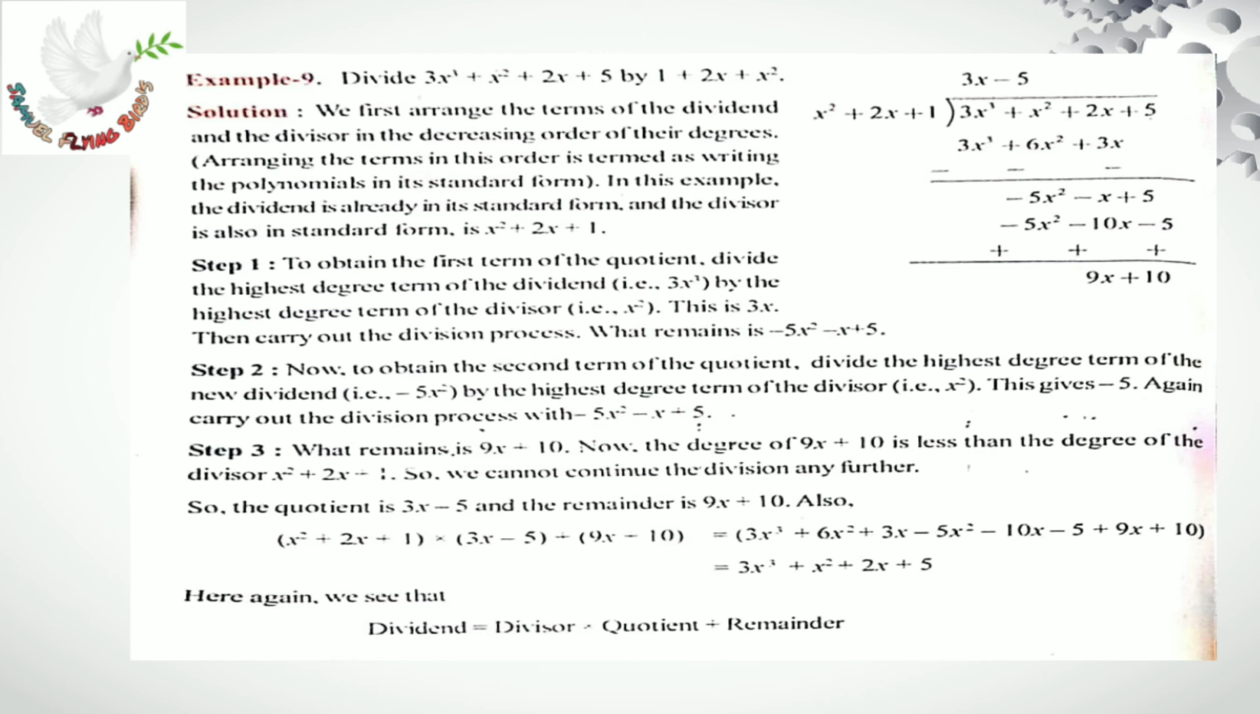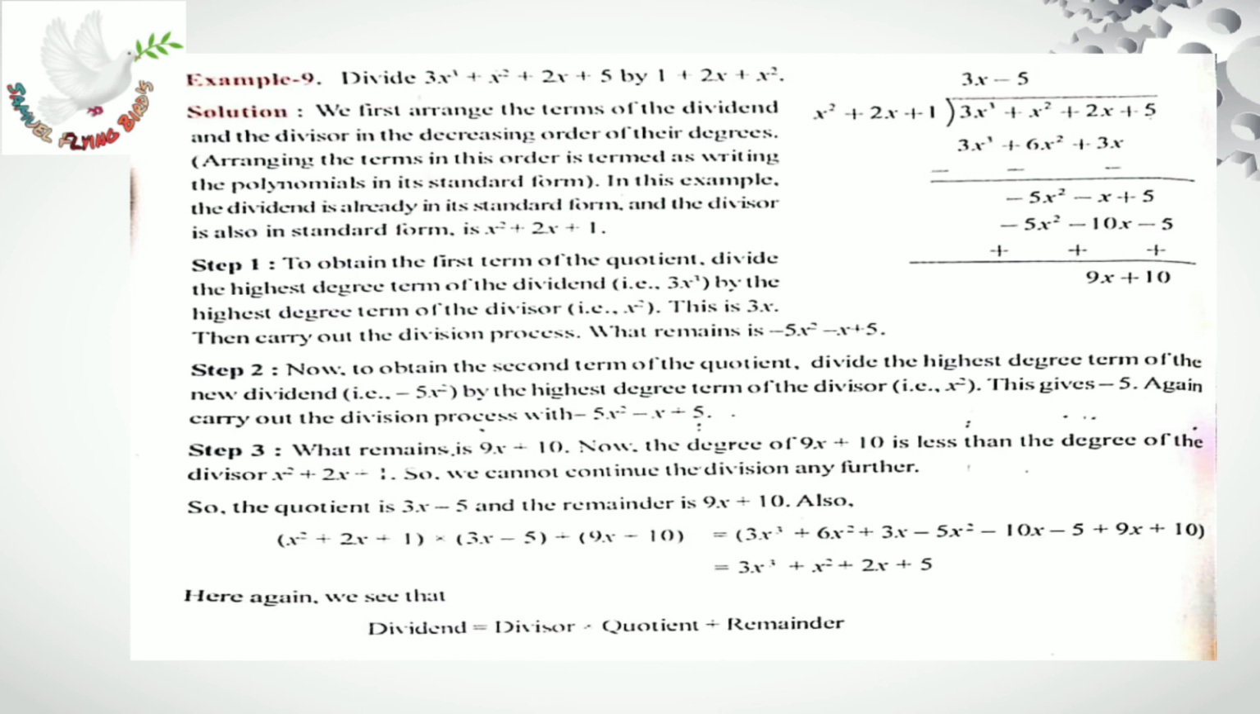Now coming to step 3, what remains is 9x plus 10. Now the degree of 9x plus 10 is less than the degree of the divisor, x square plus 2x plus 1. So we cannot continue the division any further. So the quotient is 3x minus 5 and the remainder is 9x plus 10.